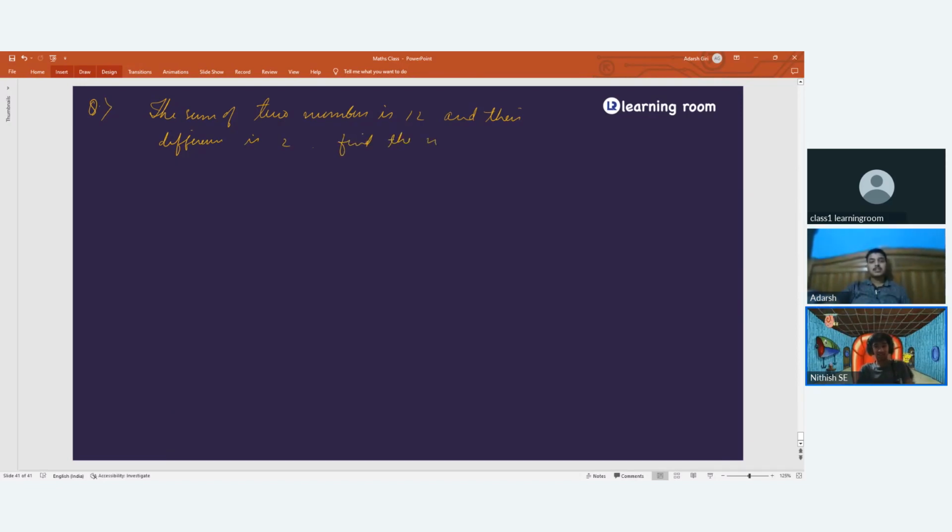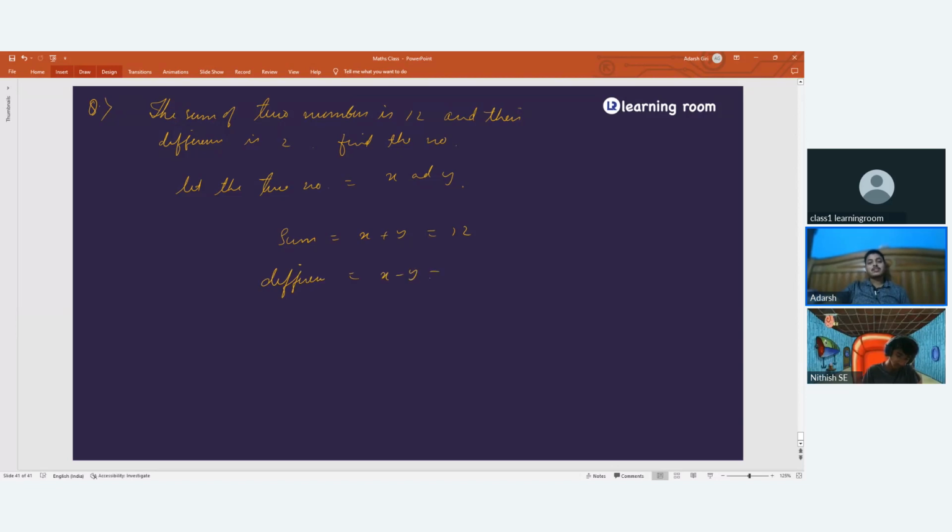So what you have to write? You have to write like this. Let the two numbers be x and y. Sum is x plus y, and that should be equal to 12. Difference is x minus y, and that should be equal to 2. So now you have to solve it, find the values of x and y, where the first number is x and the second number is y.